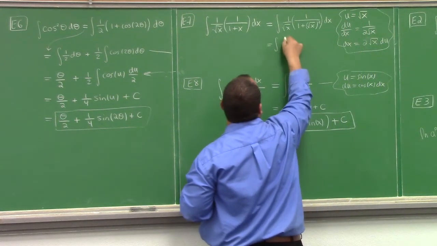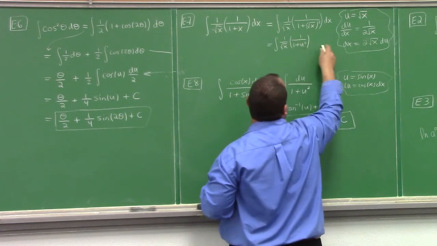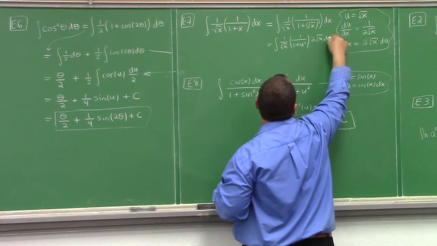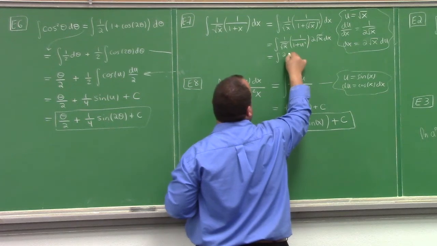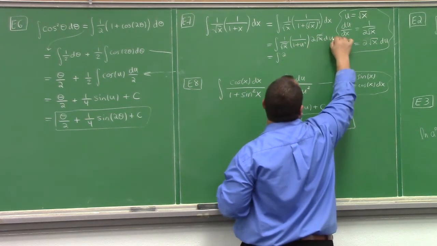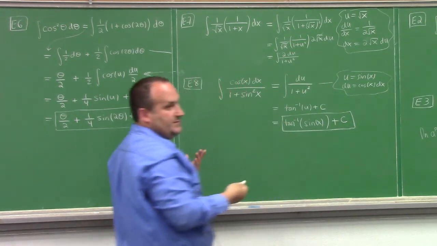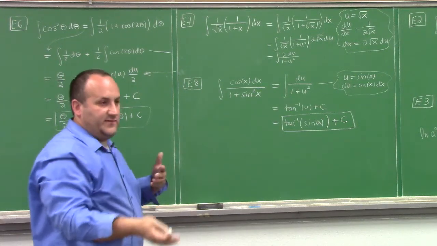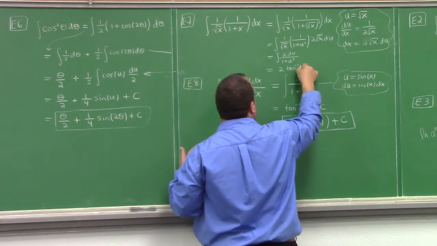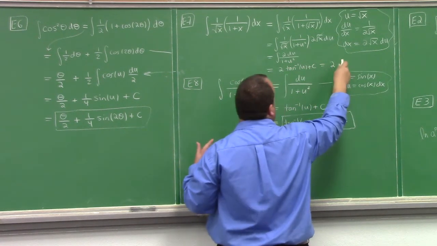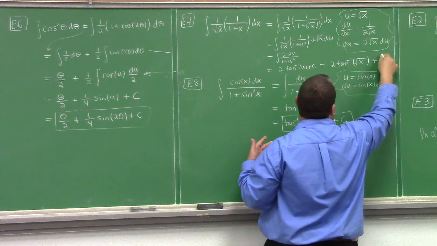So I've got the integral of 1 over the square root of x, 1 over 1 plus u squared. dx was 2 square root of x du, right? So these guys cancel. And we're left with the integral of 2, that was supposed to be du, 2 du over 1 plus u squared. Hooray. So that's twice the inverse tangent of u. Which is twice the inverse tangent of the square root of x plus a constant.